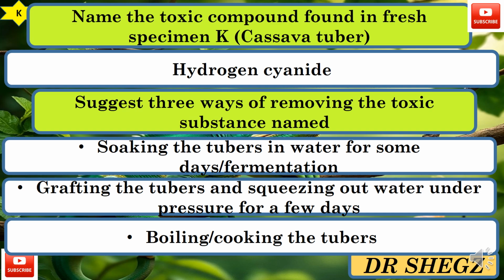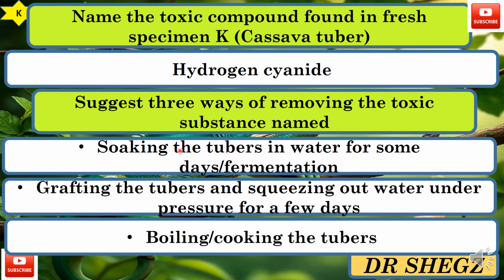Now, there was a year that one of the specimens was fresh cassava tuber, so they asked these particular questions: what is the toxic compound found in that fresh cassava tuber? And the answer was hydrogen cyanide. Then the follow-up question was 3 ways of removing that toxic substance that was named.